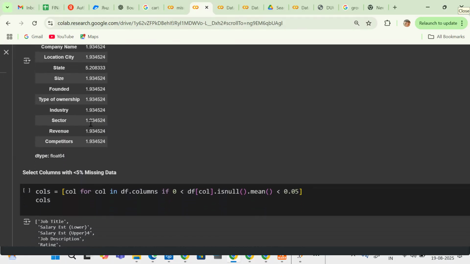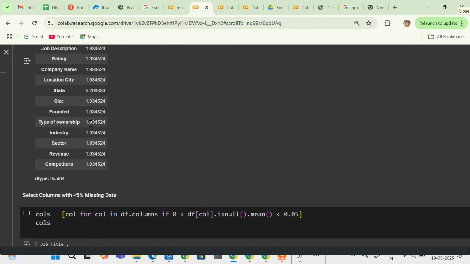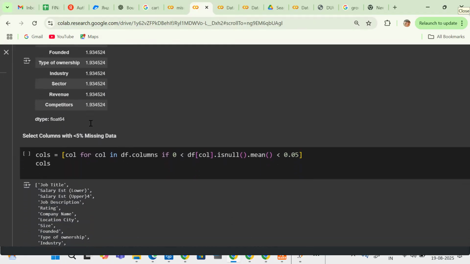Now you know there are some columns which have more than 5% missing and some columns which are less than 5%. So what you can do is select the columns which have less than 5% of missing data. You don't need to worry about the columns which have more than 5% missing, because you cannot apply CCA to them.